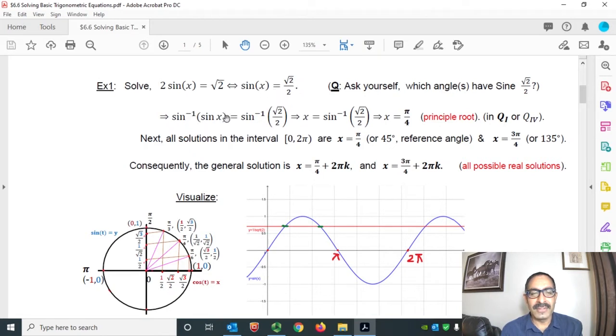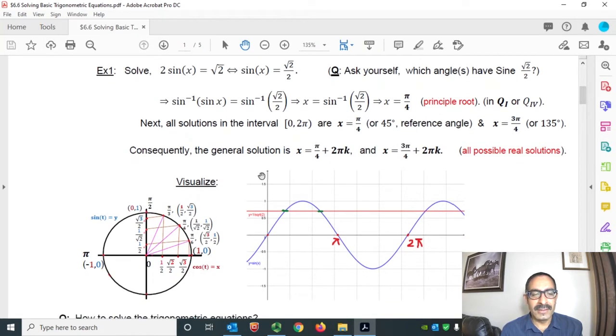That's the idea. Next, let's apply inverse sine to both sides. Then inverse sine of sine x is my left-hand side. On the right-hand side we have inverse sine of radical 2 over 2. The inverse sine and sine cancel, so it gives us x. So x equals inverse sine of radical 2 over 2.